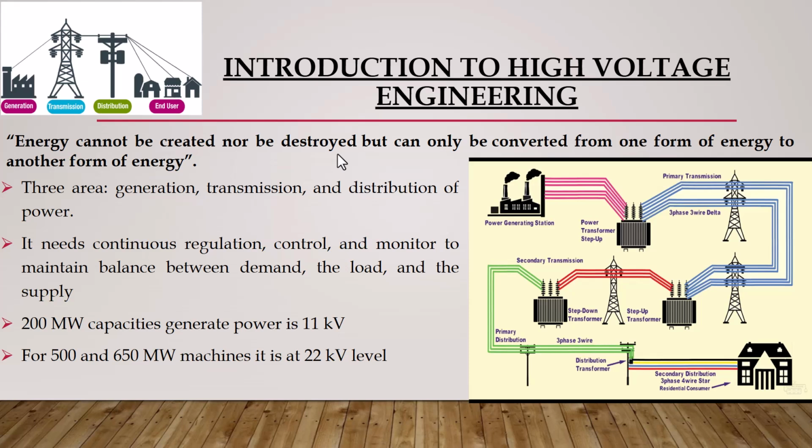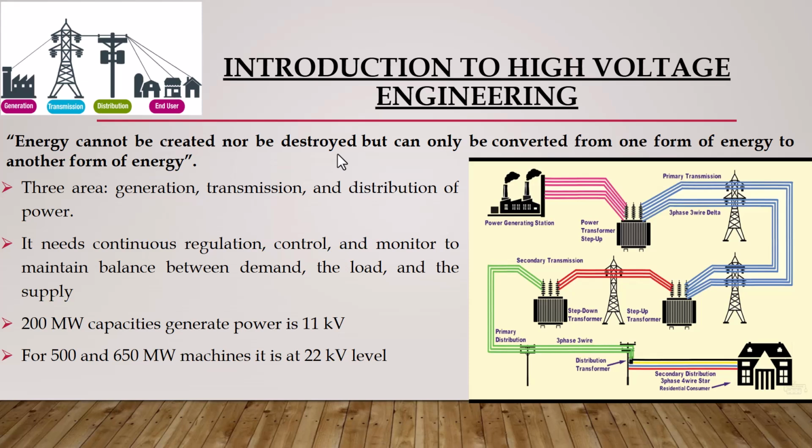Let's start with a basic but powerful idea. Energy cannot be created or destroyed, it can only change forms. That's the principle we use every day in electrical engineering. When we generate electricity in a power plant, we are really just converting mechanical energy from steam turbines, water flow or wind into electrical energy. Now, once that energy is generated, it has to go through three main stages before it reaches your home or industry, that is generation, transmission and distribution.